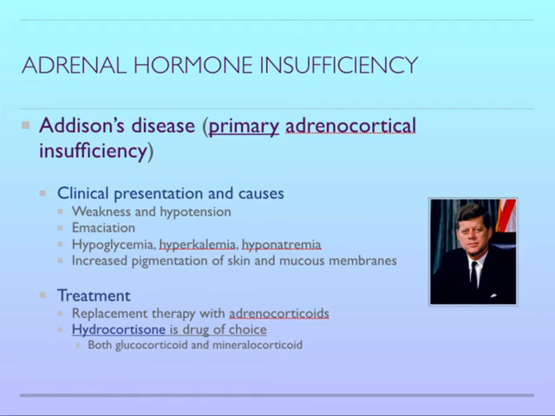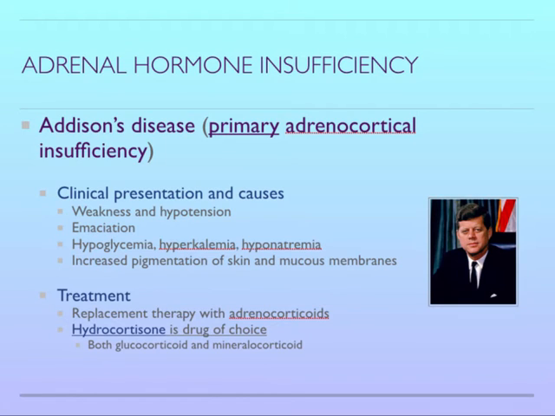Clinical presentations and causes: a lot of times they will present with weakness, hypotension, and emaciation. So they actually will have issues with their weight and keeping that up. They'll have hypoglycemia, hyperkalemia, and hyponatremia. Like I said before, the sodium and potassium get out of whack with this too. So it's almost exactly the opposite of having an excess. Treatment is to replace with corticosteroids.